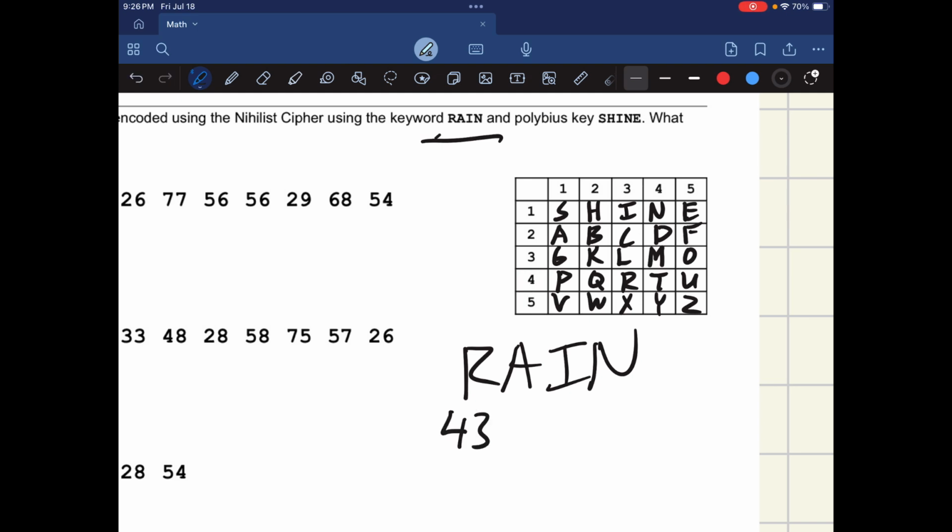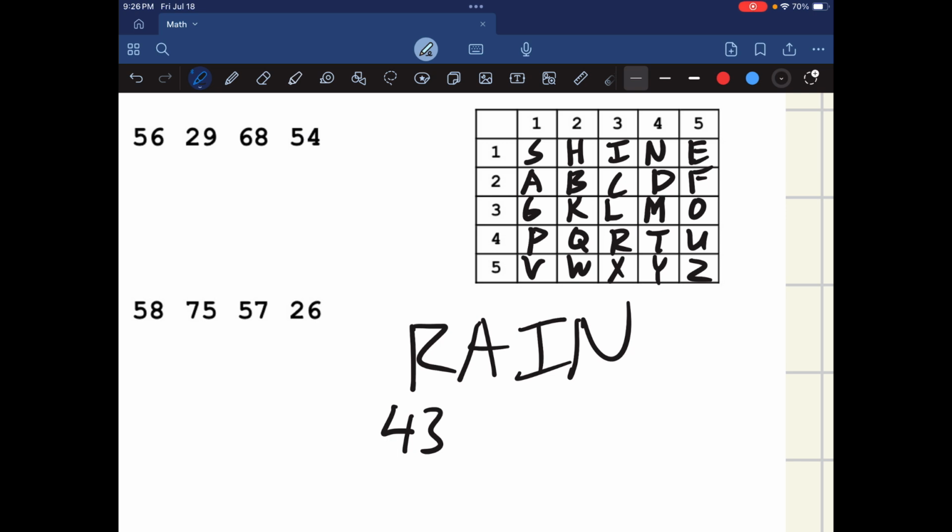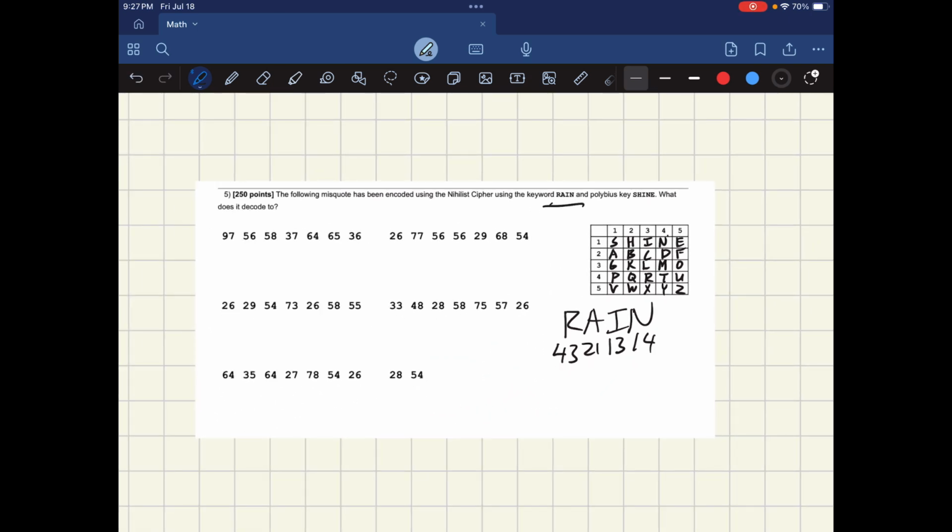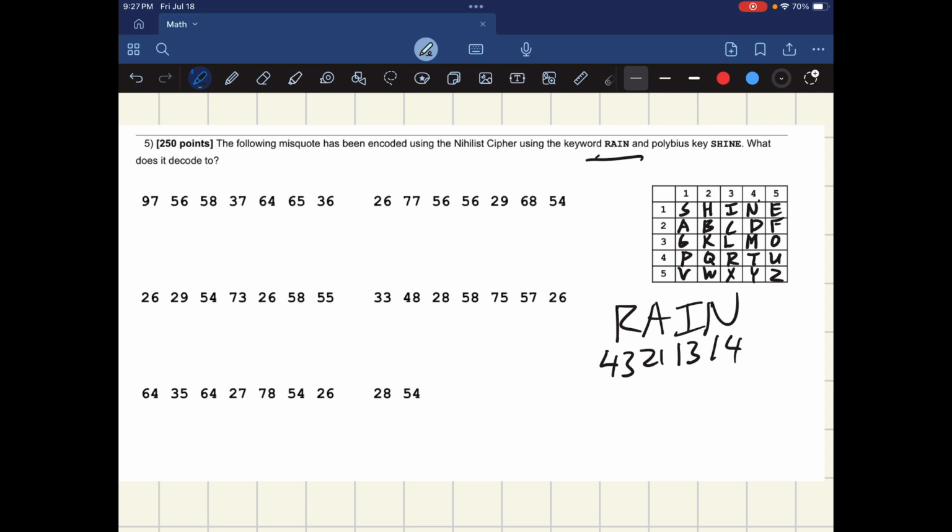So R corresponds to 43. Now for A, remember we start from the left and then go to the top. So what would A be? It would be 21. And then for I, it will be 13. Again, 1, then 3, so it makes 13. Then N, where's N? It was right here, so it'll be 1, 4, 14. So this is what our keyword is converted into numbers.